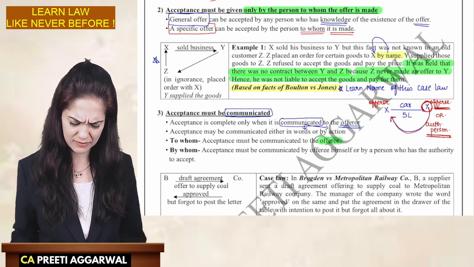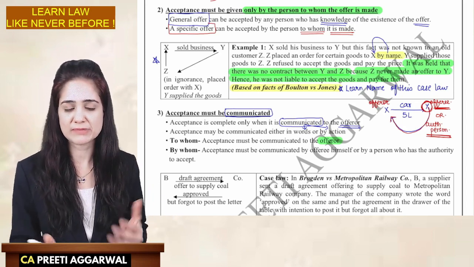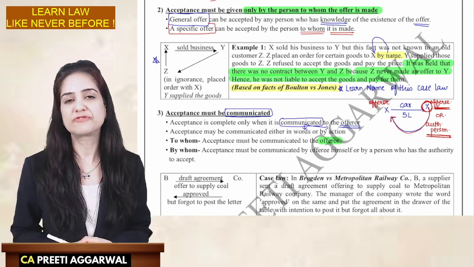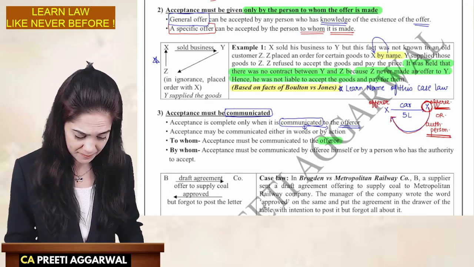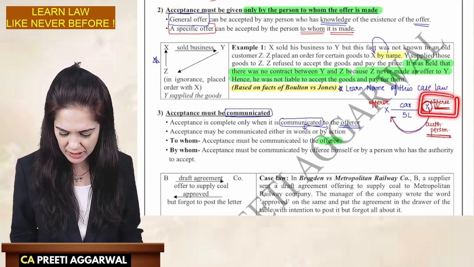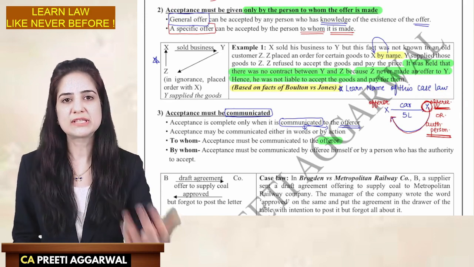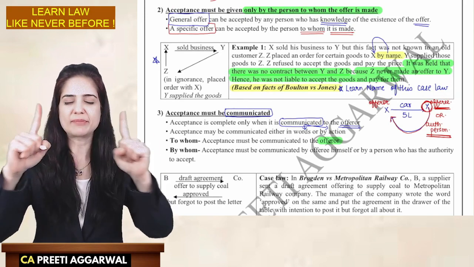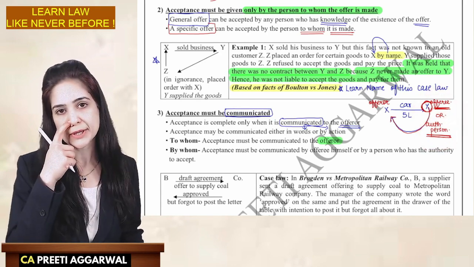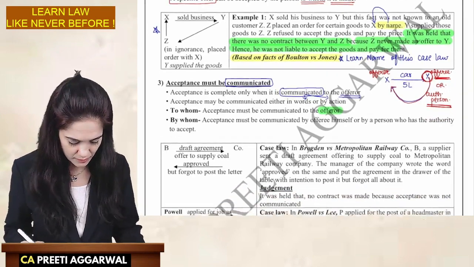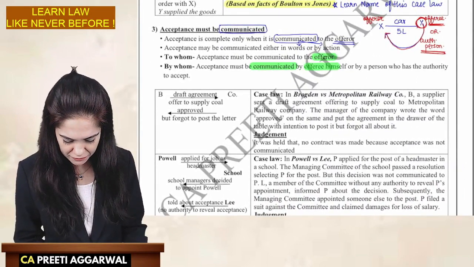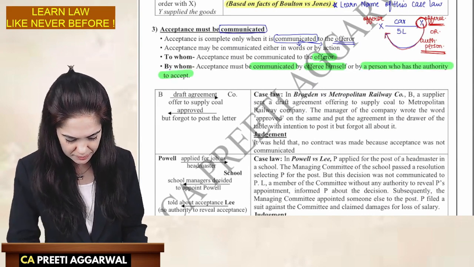Sometimes students get confused in these 2 points. Ma'am, they talk about the same thing. They are not discussing the same concept. They are talking about 2 different aspects of acceptance. The first talks about who can accept. That decision can be taken by offeree only because he is the person to whom the offer is made. But the communication can be either by the offeree or authorized person. Now, acceptance may be communicated either by the offeree himself or authorized person.